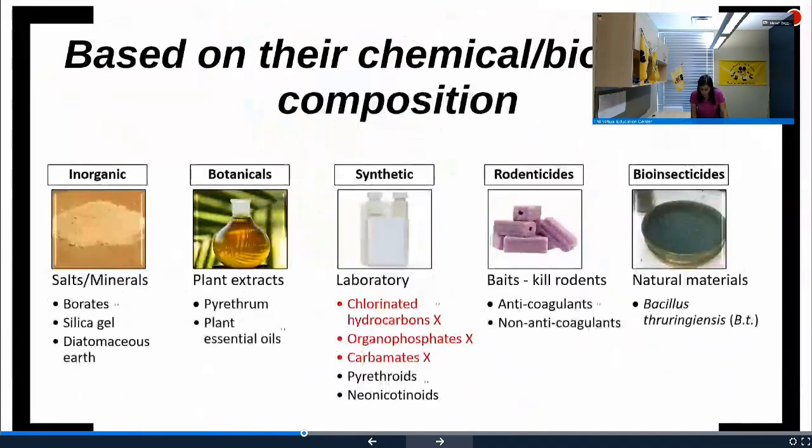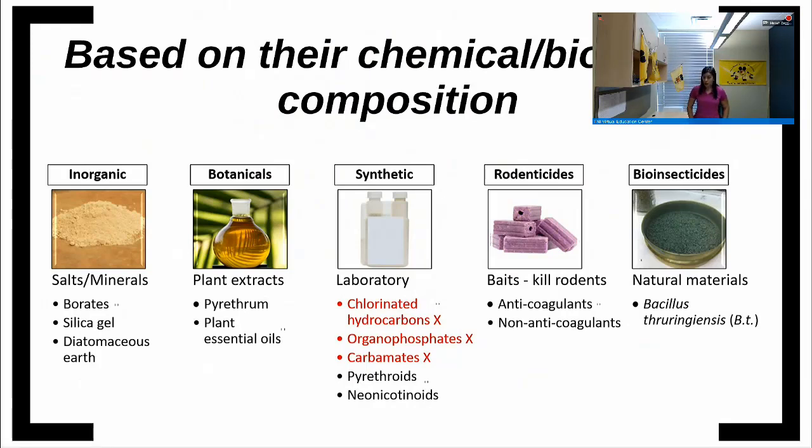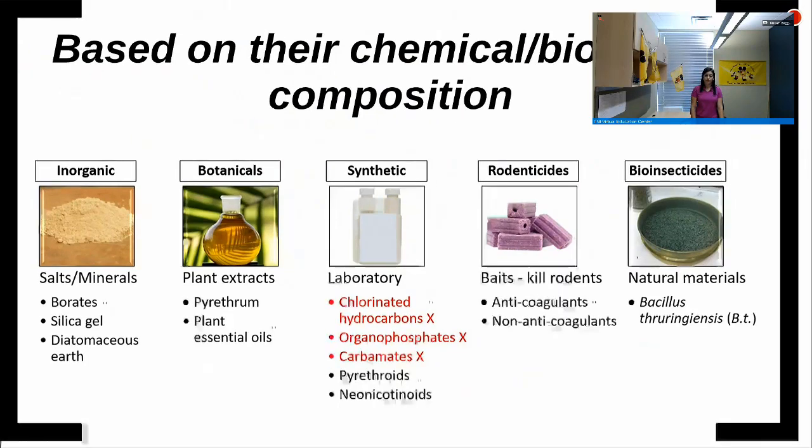Now, rodenticides. Rodenticides are baits that kill rodents. So rodents will feed on this bait and die. We have mainly two groups, anticoagulants and non-anticoagulants. Overall, in our offices, we use the anticoagulants, okay, because in a lot of countries the second group is not accepted.